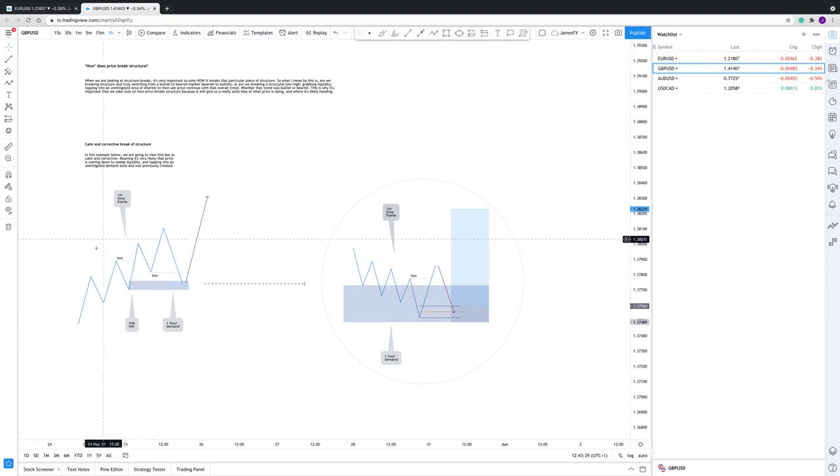So this is going to be our hourly time frame. You can see we're putting in higher highs, higher lows, all the way up. Now this move down broke the higher low, so we've got breaking structure.